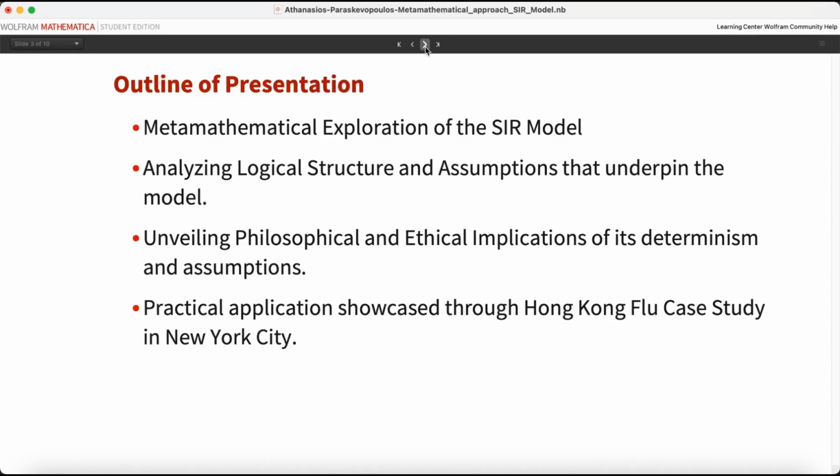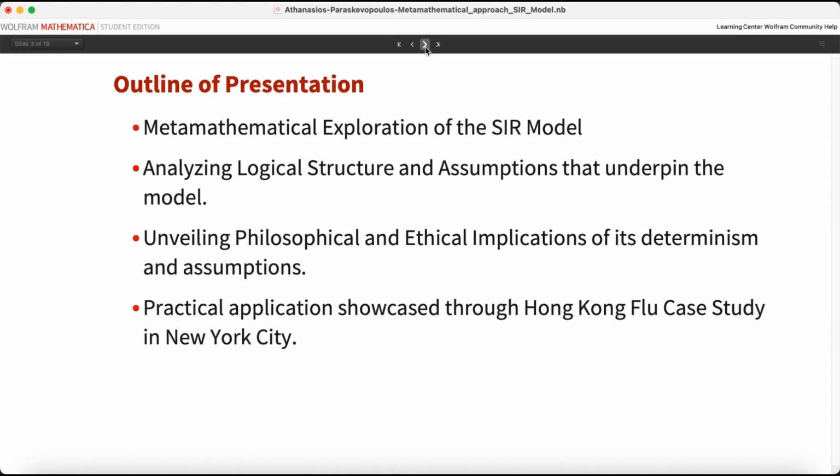Before we dive deep into the SIR model and the big ideas behind it, here is a quick overview of what we will cover today. We will start with a mathematical exploration of the SIR model, dissecting its logical structure and key assumptions. We will then venture into the philosophical and ethical dimensions that arise from the deterministic nature of the model and its underlying assumptions.